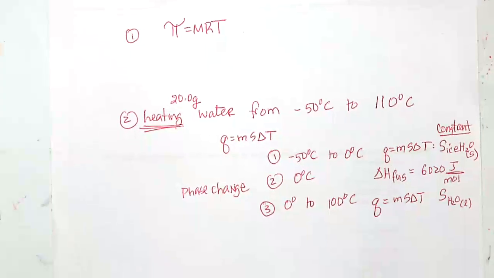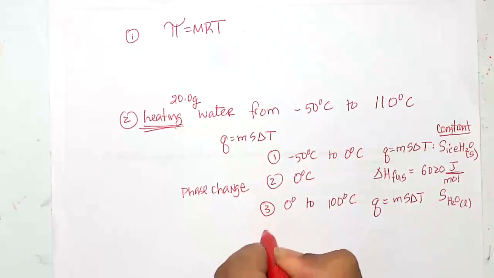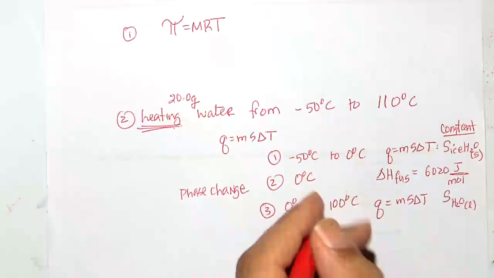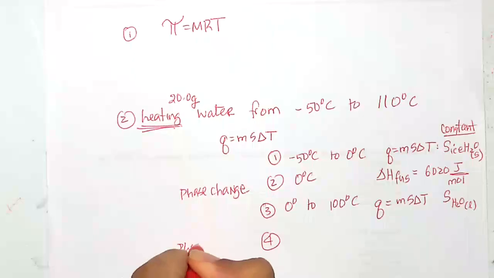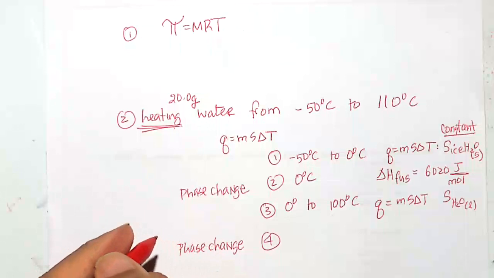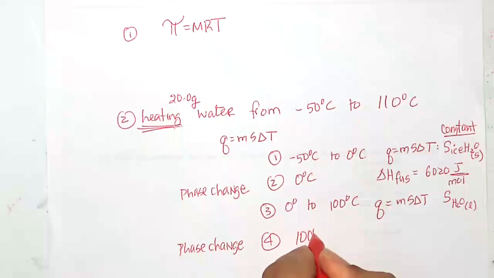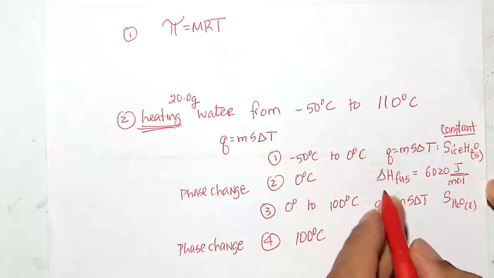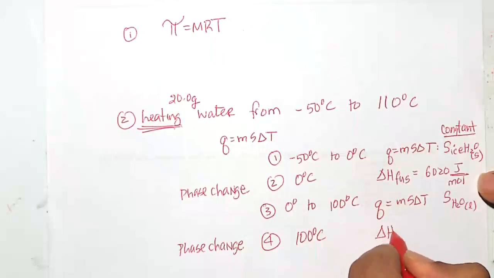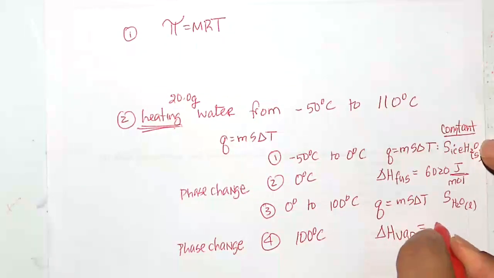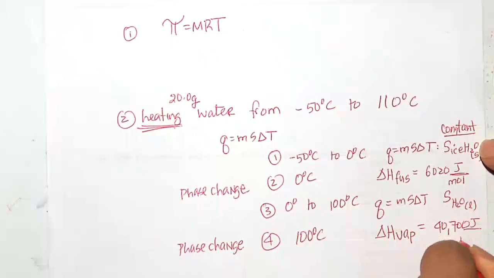H2O solid. Okay, then what? What's next? What's next is a phase change at 100 degrees, right? Here you will not use Q equals ms delta T, but you will use the delta H vap, or vaporization, and this is, I'll give you this number, 40,700 joules per mole.